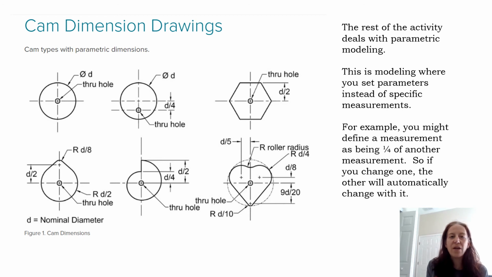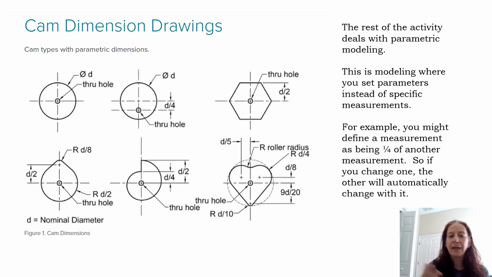So you set the relationships that you want the measurements to have with each other, as opposed to just setting the dimensions themselves. So for example, you might define a measurement as being 1/4 of another measurement. So if you change one, the other will automatically change with it.